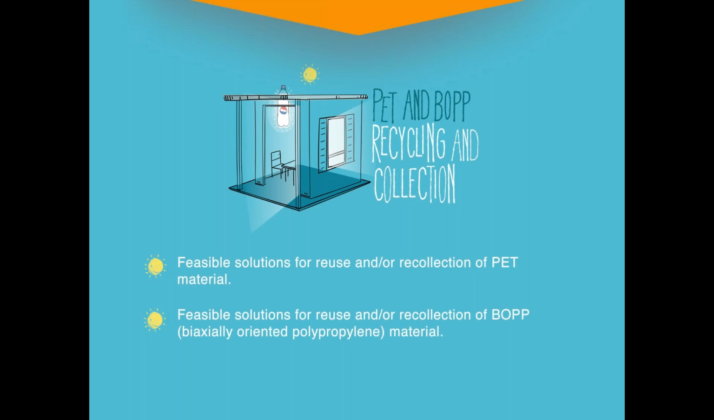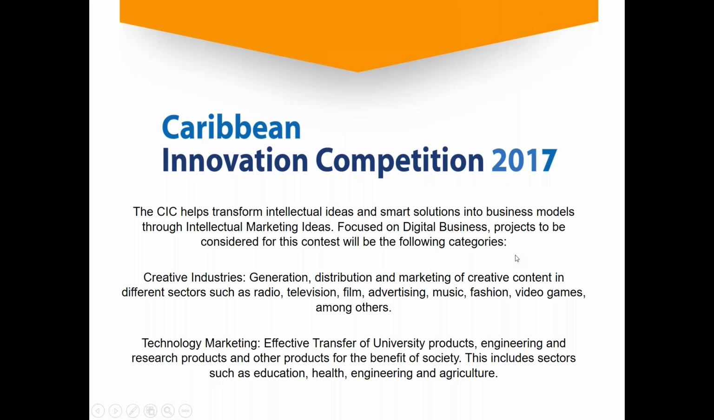And in a similar way, we're looking for the same thing with the BOPP. Let me just clarify what this means. BOPP is biaxially oriented polypropylene, and in layman's terms, this means the aluminum foil type of material that covers Frito-Lay's chips. So that aluminum foil is what we call the BOPP. So those are the first two challenges.